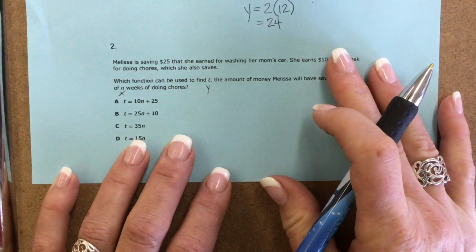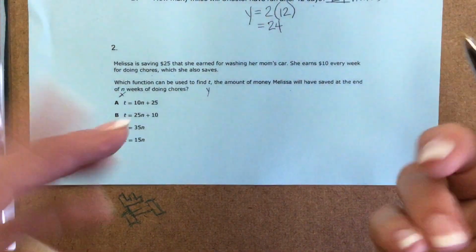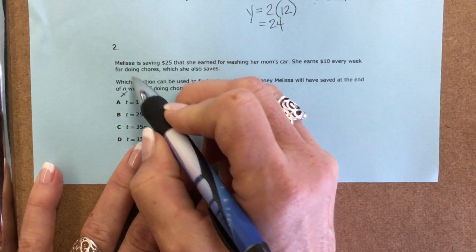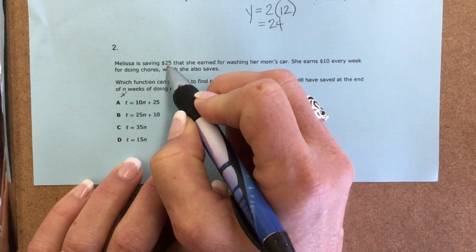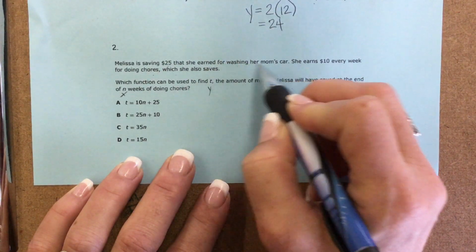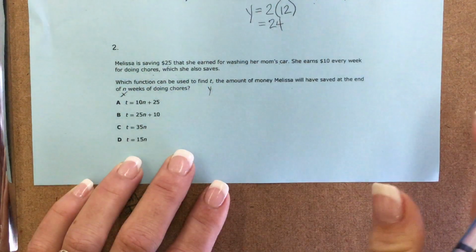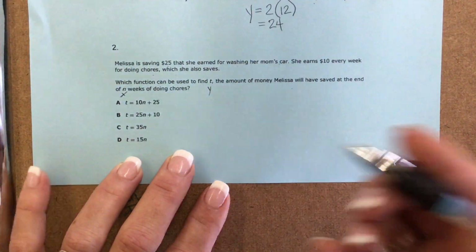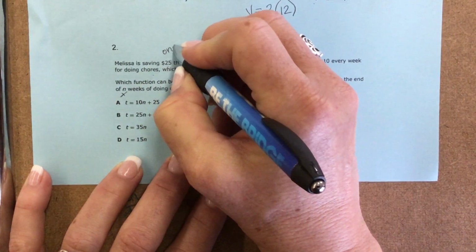Always read the problem once, then go back. Let's isolate our important information. She's saving $25 that she earned for washing her mom's car. Did that happen again? Did it happen more than once? No, this is a one-time deal.